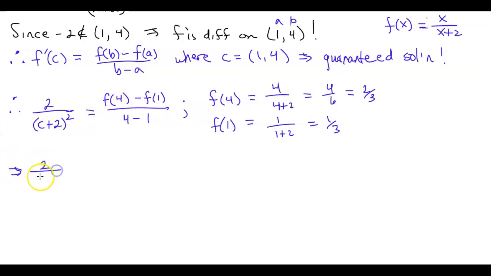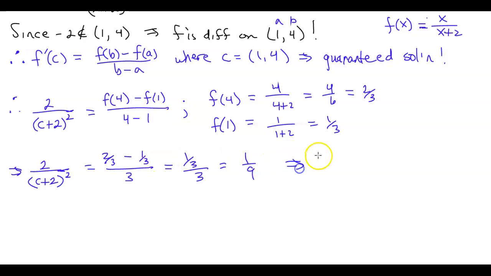So here we have 2 divided by (c plus 2) quantity squared. f of 4 is 2/3, f of 1 is 1/3, and 4 minus 1 is 3. So this will be 1/3 over 3, which is 1/9. And so this means that 2 divided by (c plus 2) quantity squared is just 1/9. From here we just need to solve this equation for c.